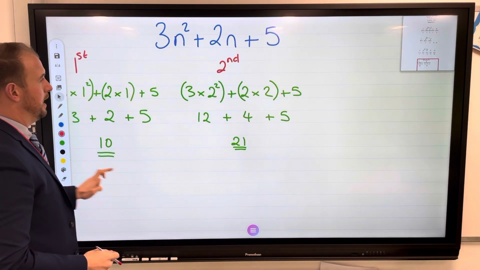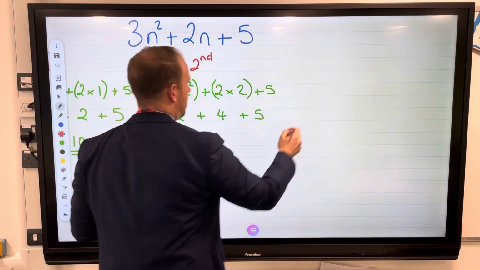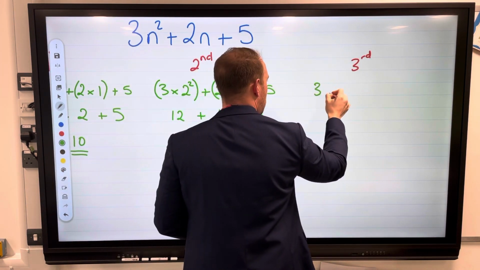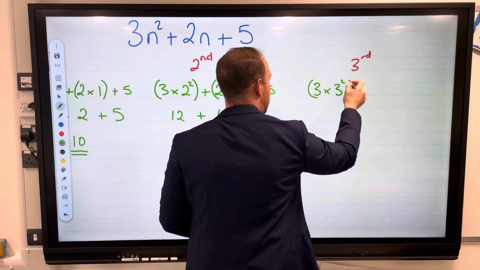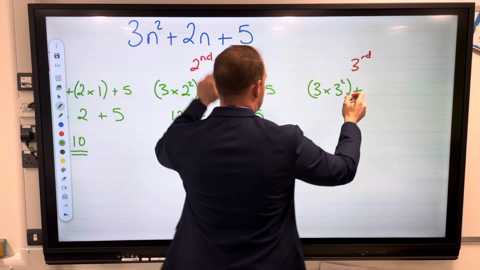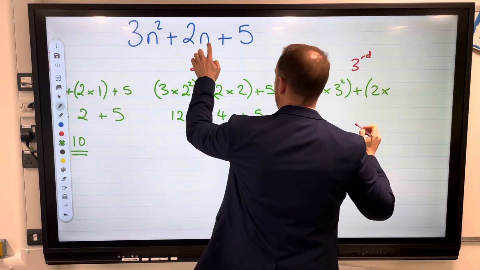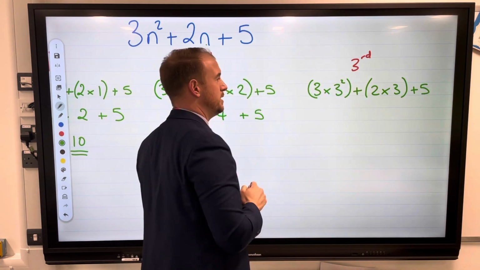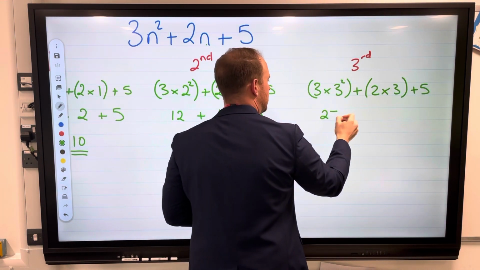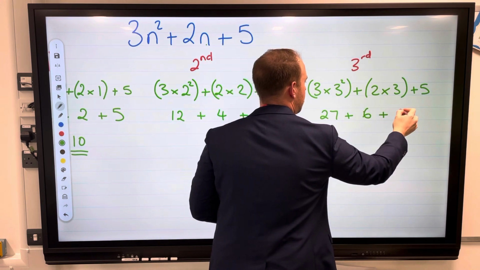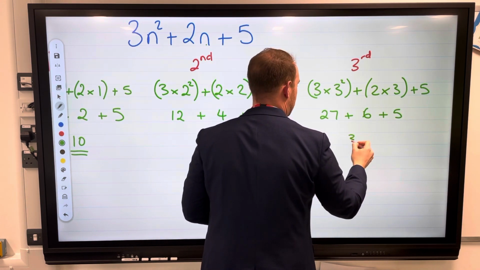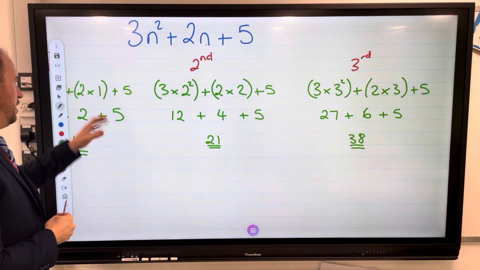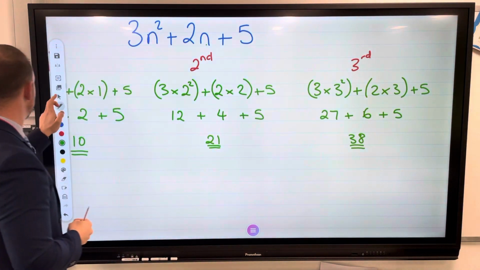Let's have a look at calculating our third term. So this time I've got 3 lots of 3 squared, because n is 3, plus 2 lots of n, but n is 3, and then add 5. Well, 3 squared is 9, 3 nines are 27, plus 6 plus 5 to make 38. Okay, bigger numbers now, a lot more substitution, but we can get there.